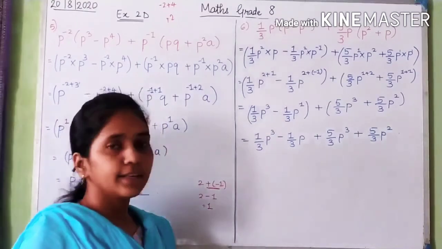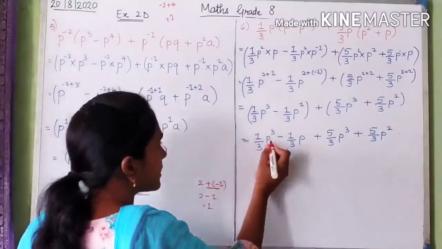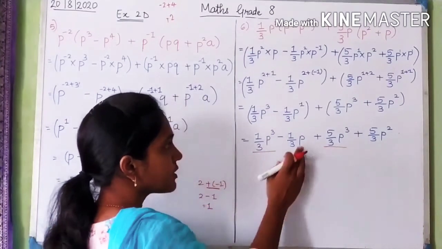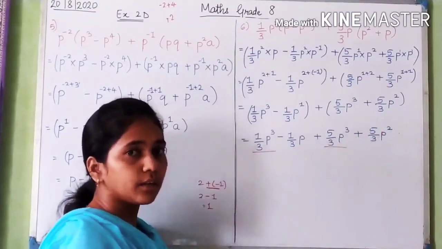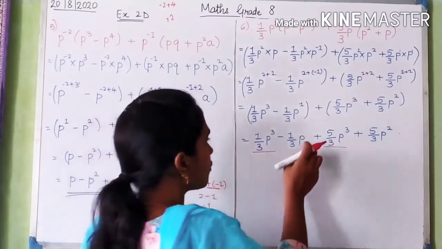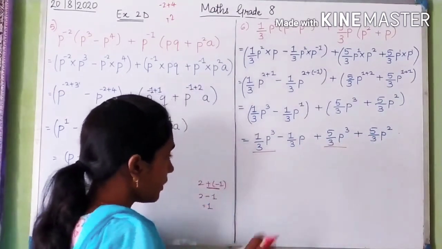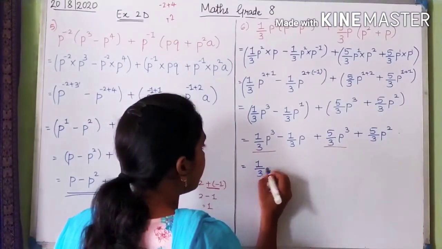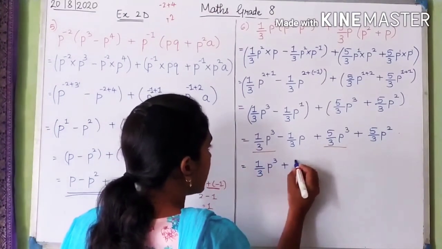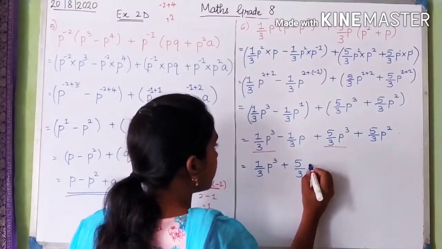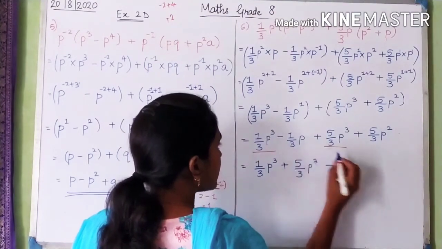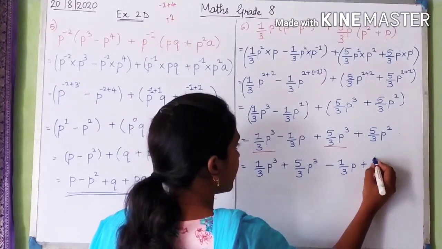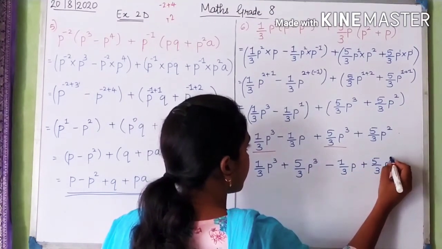Now we see if there are any like terms. So are there any like terms? Yes, this is a p cube term and this is a p cube term. So these two are like terms. This is a p term and this is a p square term. So they are not same. So we need not add them. Now we write these like terms together. So I write 1 by 3 p cube plus 5 by 3 p cube minus 1 by 3 p plus 5 by 3 p square.